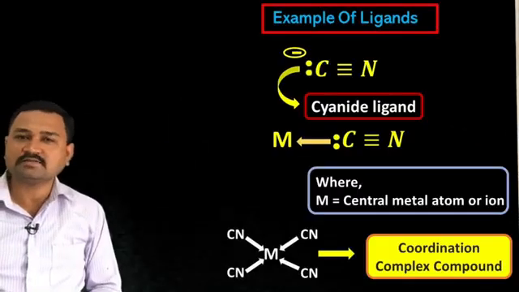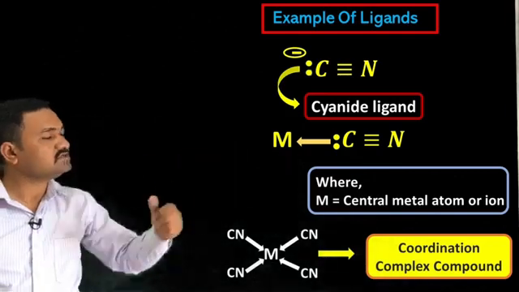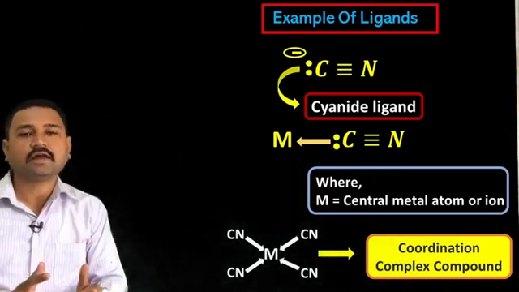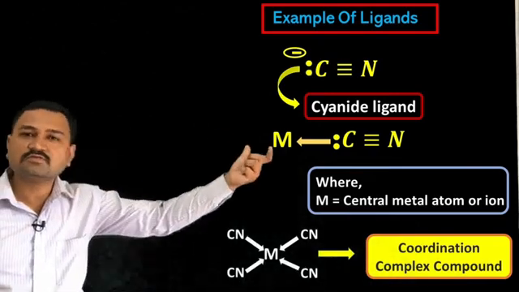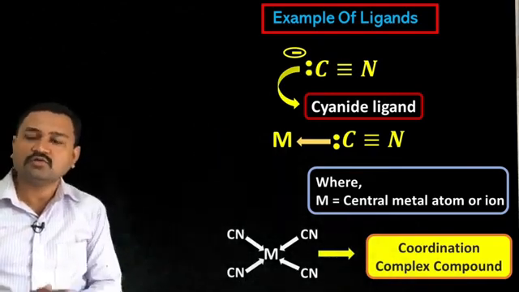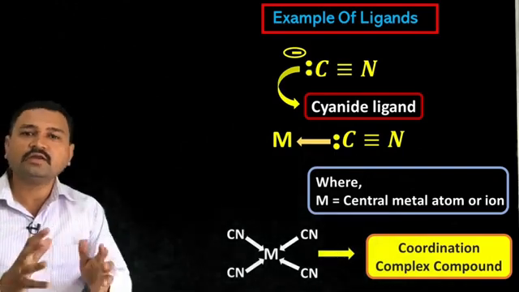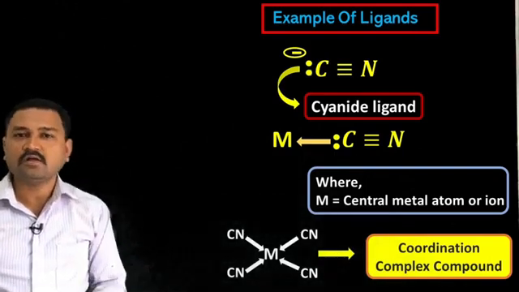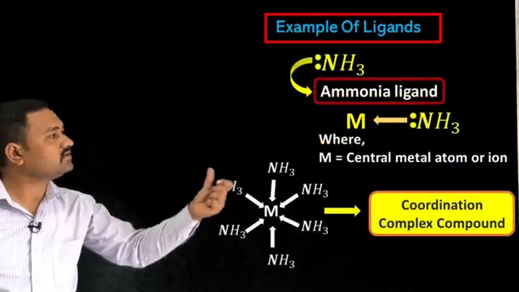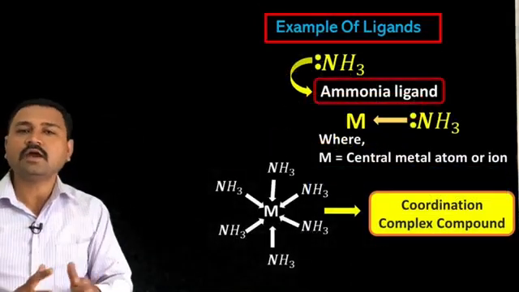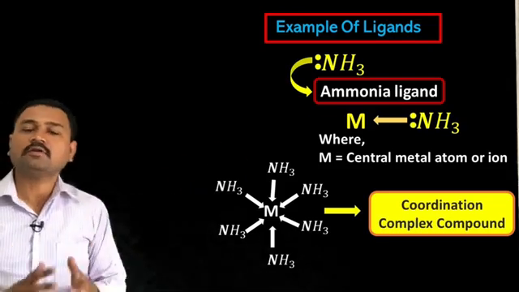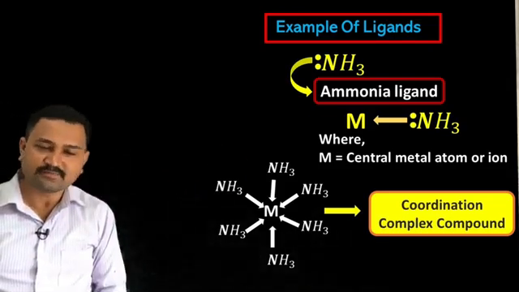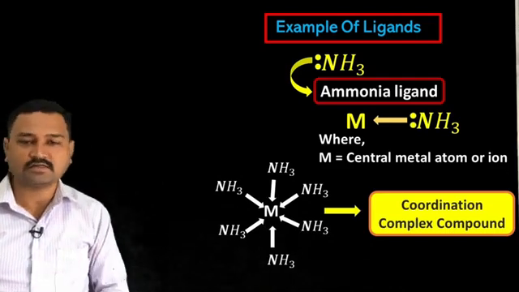Here you can observe that I have taken the first example as a cyanide ion. This cyanide ion contains a lone pair of electrons and hence, during coordination formation, it donates its lone pair of electrons to any central metal atom. Another example that I have taken is the ammonia molecule. In ammonia, nitrogen contains a lone pair of electrons and this lone pair can be donated to any central metal atom. Hence ammonia molecules also act as a ligand.